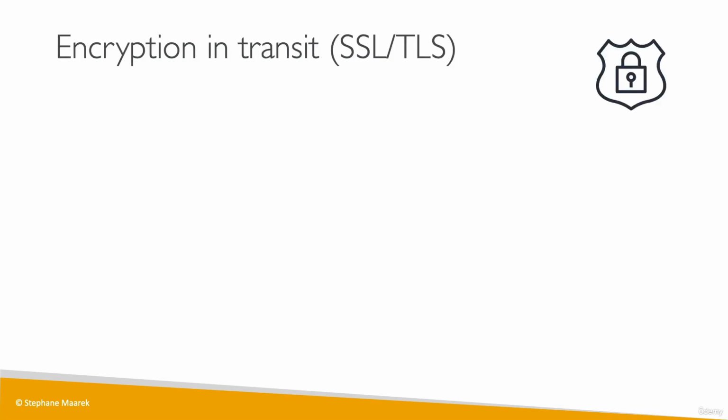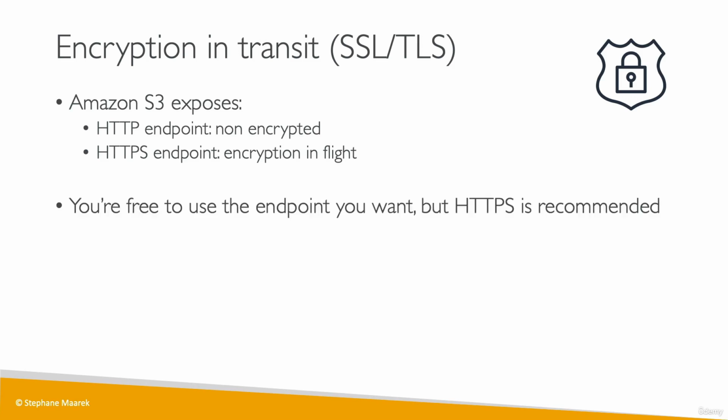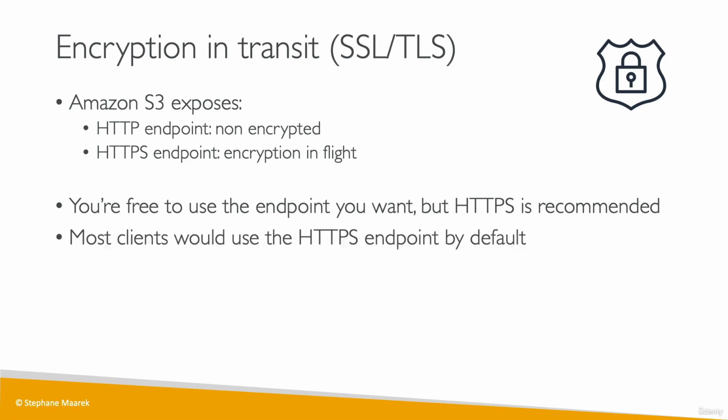And I've been mentioning encryption in transit in this lecture, now I'll make it very clear what it is. That's around SSL and TLS connections. Amazon S3 is an HTTP service, and it exposes an HTTP endpoint that is not encrypted, and it exposes an HTTPS endpoint, which is encrypted and provides what's called encryption in flight, which relies on SSL and TLS certificates. So you're free to use the endpoints you want, but if you use the console, for example, you would be using HTTPS, and most clients would, by the way, use the HTTPS endpoint by default.